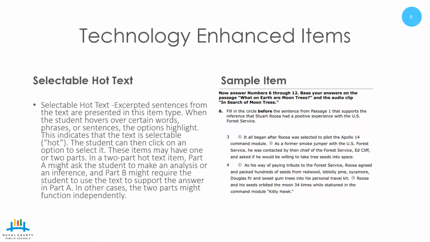For the selectable hot text items, these are excerpted sentences from the overall passage that students are required to select. As they hover over particular sentences, phrases, or words, they will highlight as options. These items may be 1 or 2 parts. In a 2-part hot text item, Part A might ask the student to make an analysis or an inference, and Part B might require the student to use the text to support the answer in Part A. In other cases, 2 parts might function independently.